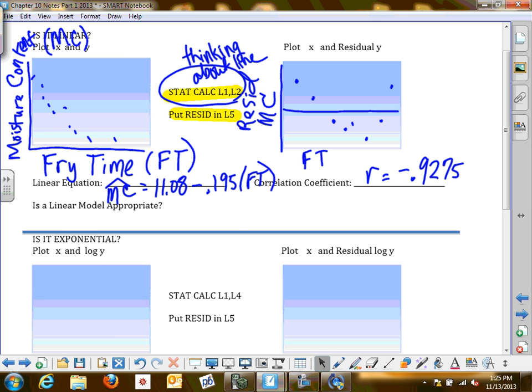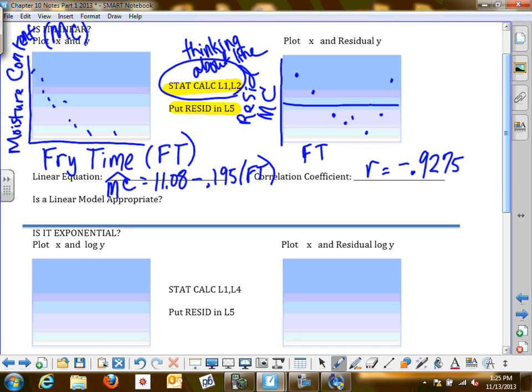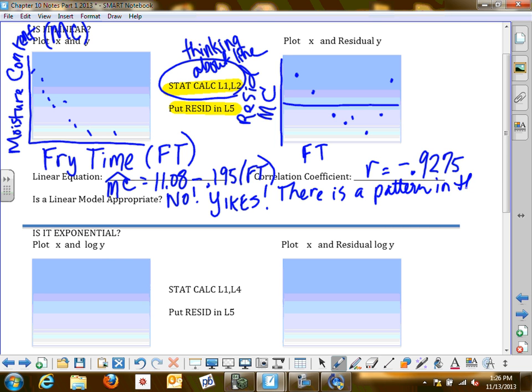we go. All right, so to this point, we have already done all of that part. So we determined, is a linear model appropriate? No, because what do we say? Yikes. We say yikes. There is a pattern in the residual plot. So, man, that good R value was so deceiving. Okay? Therefore, linear model is not appropriate, which we actually just answered here when we said no.